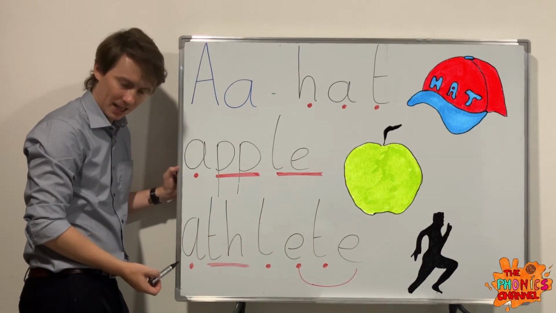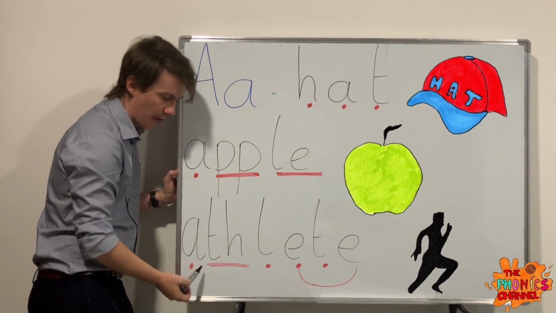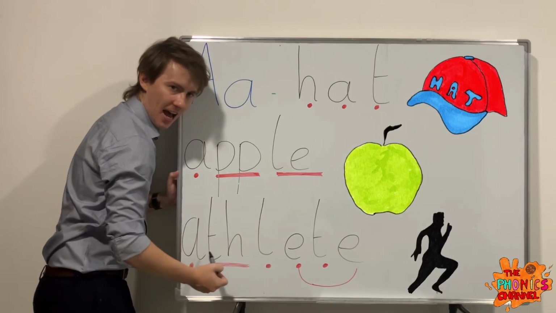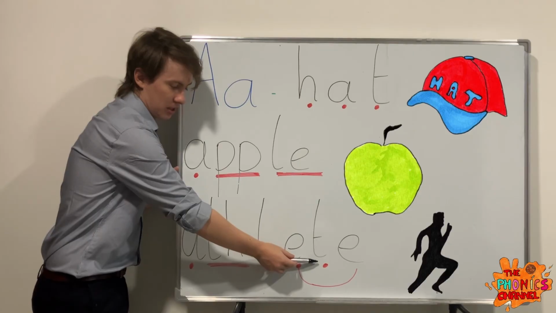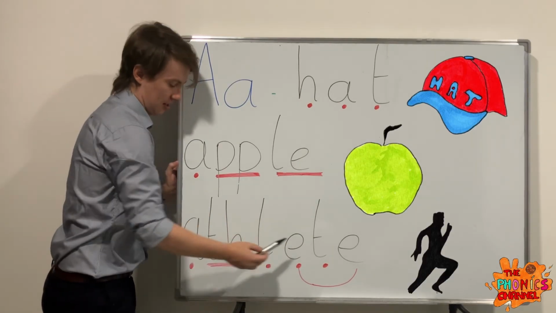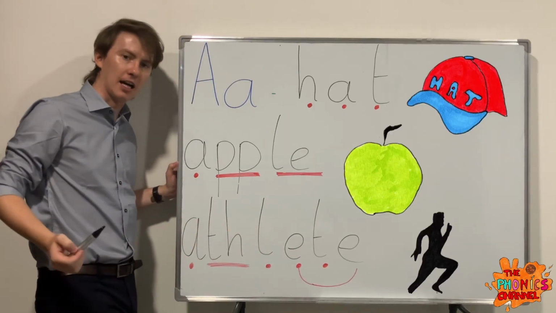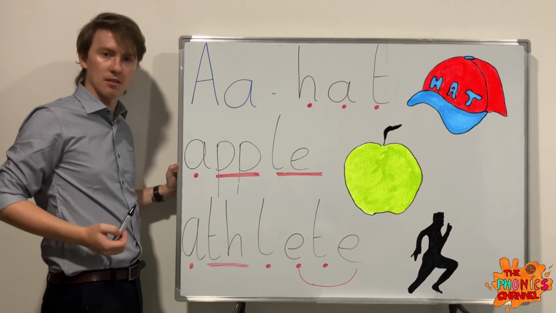So let's do it all again. A, th digraph here, l, e, t. Athlete. The last sound we pronounce in this word is t. Athlete. The athlete is strong. Could be a sentence.